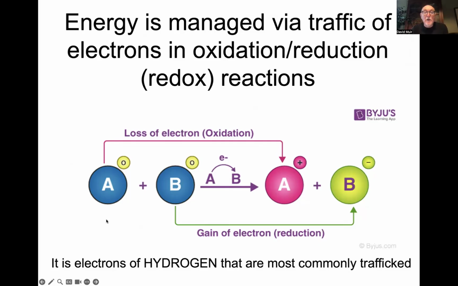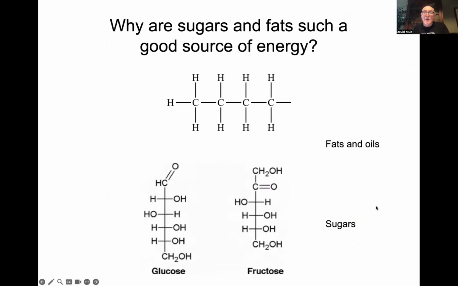So what we're going to watch most closely now is this trade of electrons back and forth in the cell, usually derived from hydrogen. And here's why we are so interested in hydrogen. These here are both sugars and fats. You can see why they are such a good source of energy. They're a good source of energy because they have so many hydrogens associated with them. And those hydrogens are very easily abstracted.